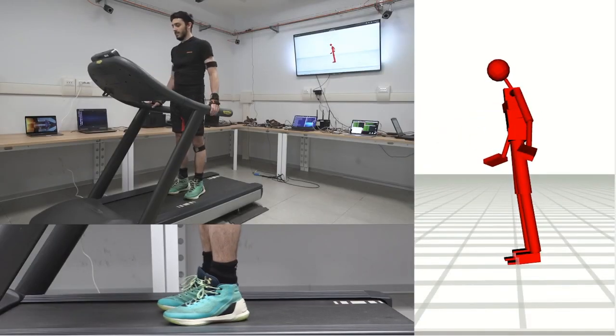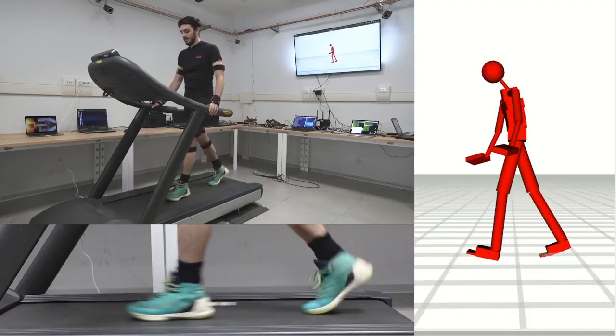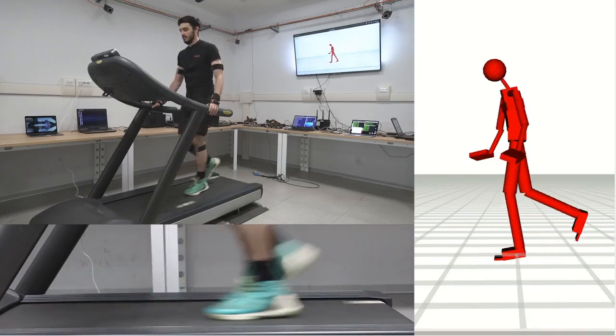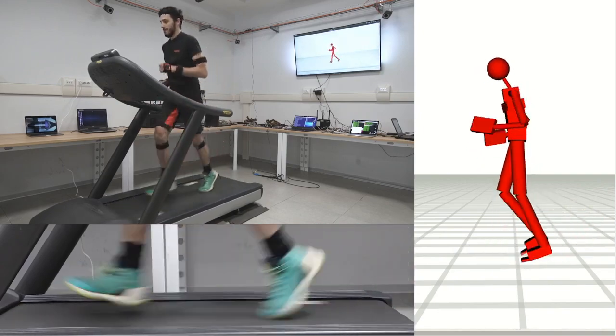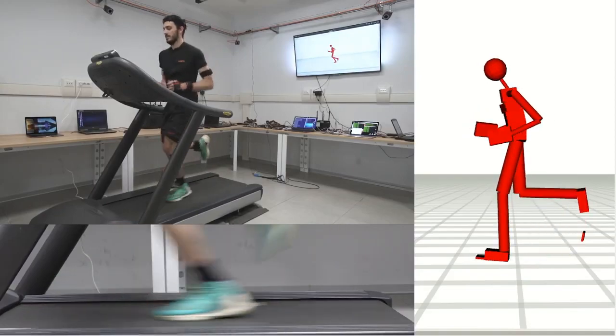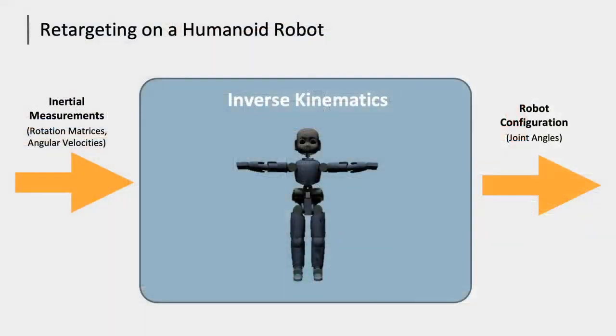In this application, we applied our algorithm using the measurement system provided by Xsens with 17 inertial measurement units in order to measure angular velocities and the orientation of the subject's limbs. The motion of the subject, running on a treadmill, is tracked using a 66 degrees of freedom human model, and the updated configuration is computed at 200 Hz and displayed in real time on the monitor in the background.